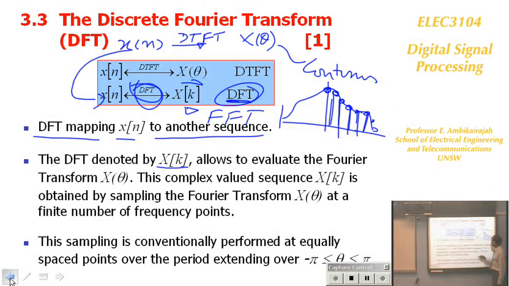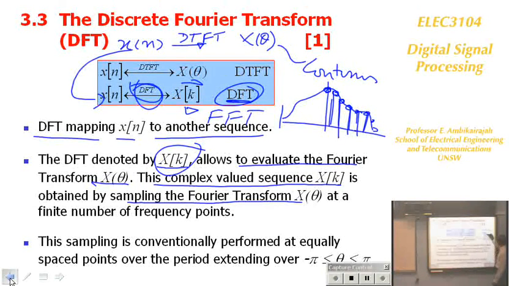DFT, denoted by xk, allows you to evaluate the Fourier transform x theta. This complex value sequence xk is obtained by sampling the Fourier transform x theta. So if this is your continuous x theta, you sample it, and it's called frequency sampling. Like time sampling, where you've got an analog signal and look for digital values, in the frequency domain you've got a frequency spectrum and you look for discrete values. That's called frequency sampling. That is exactly what DFT does.